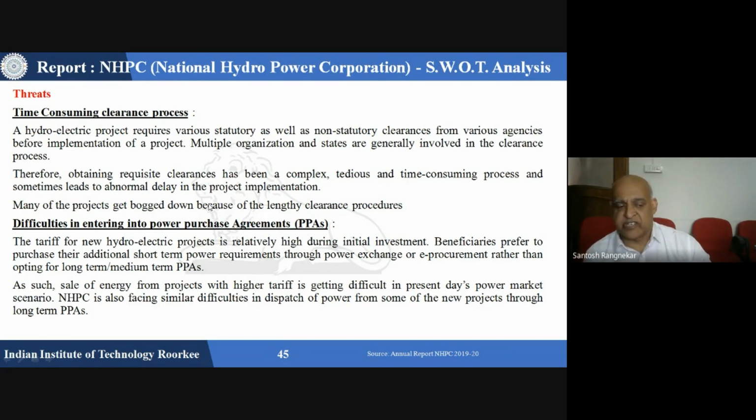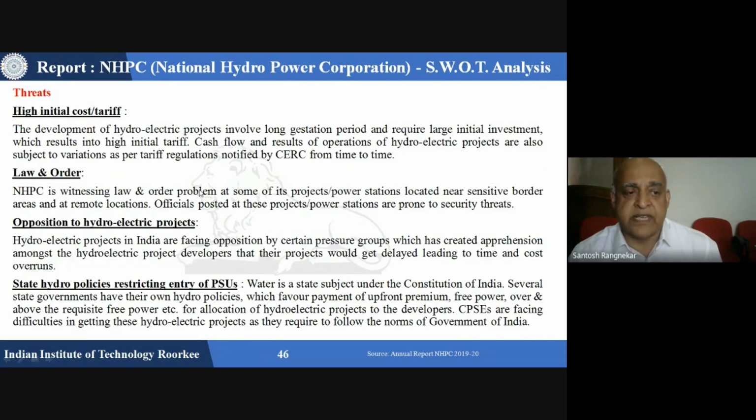There are also difficulties in entering into power purchase agreements, as the tariff for new hydroelectric projects is relatively high during the initial investment. E-procurement is being used rather than opting for long-term and medium-term PPAs. As such, sale of energy from projects with the highest tariff is getting difficult in the present day's power market scenario. NHPC is also facing similar difficulties in dispatch of power from some of the new projects through long-term PPAs.